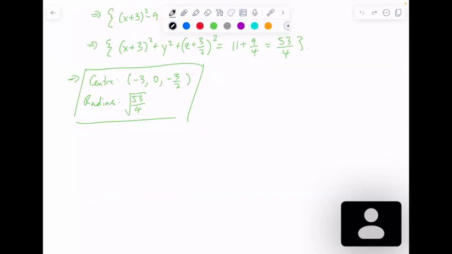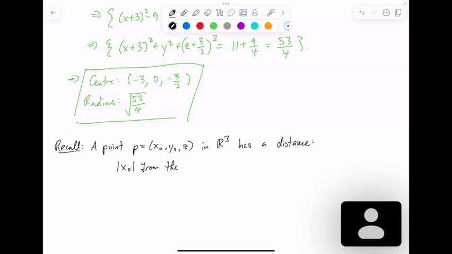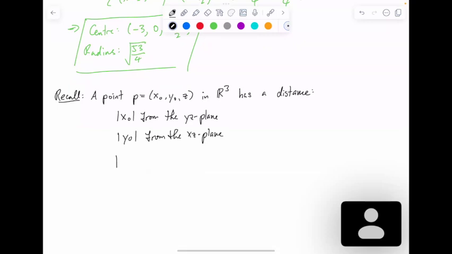So example, well, let me just recall last time. A point with coordinates x0, y0, z0 in R3 has a distance of absolute x0 from the yz plane, has a distance absolute y0 from the xz plane, and it has a distance absolute z0 from the xy plane, right? So the picture, let me recall, is the following. You have x, y, z coordinates here. You have a point here. Let's say that's your point P.